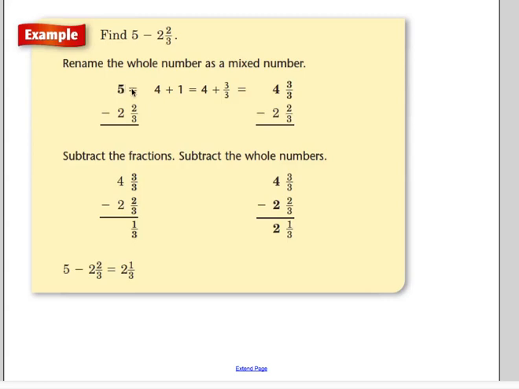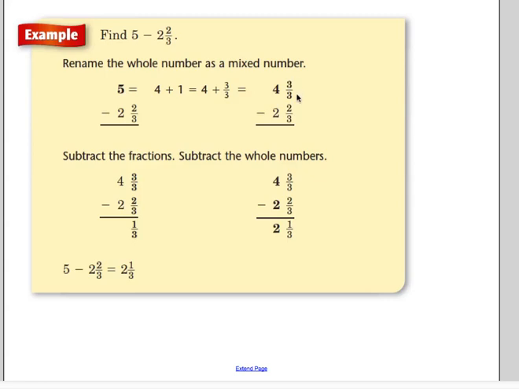and I can rename it as any fraction with the numerator and denominator the same. So since this one is in thirds, I'm going to think thirds. 3/3 is equal to 1. So I can take 1 from the 5 and put 3/3 over here. So 4 and 3/3, it's equivalent to 5, it's just a different way of naming it.